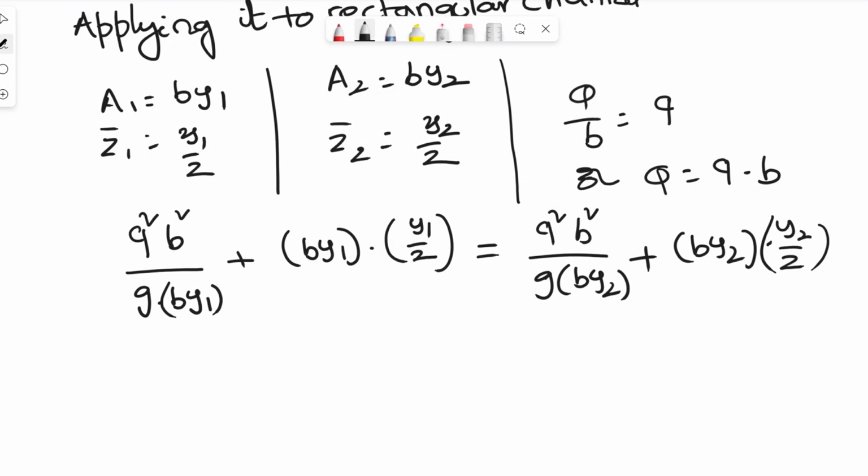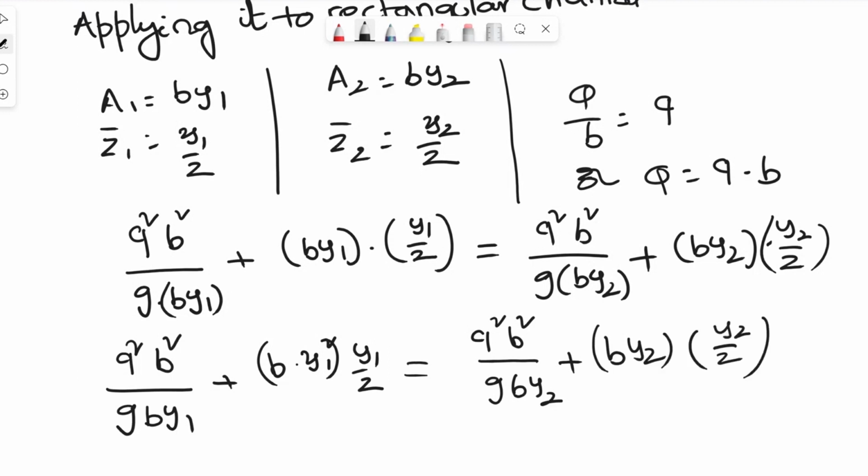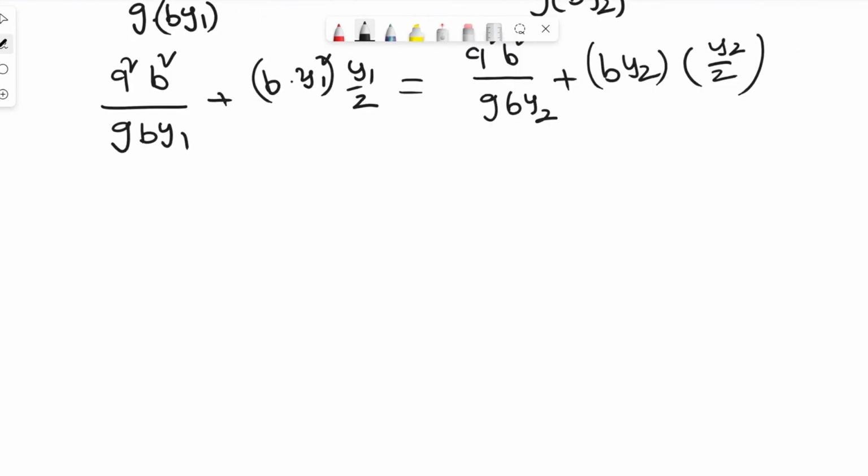Now what can I do? This B will go, this B will go. Let me try once again slowly. So q square B square by g B Y1 plus B Y1 into Y1 by 2 is equal to q square B square by g B Y2 plus B Y2 into Y2 by 2, because this is how I am manipulating. It is very important that you understand this, right?